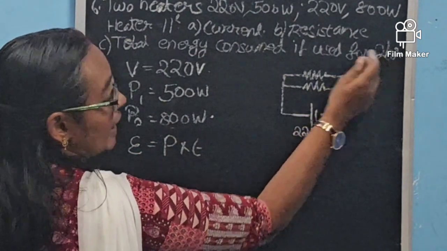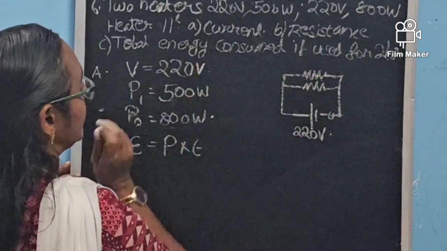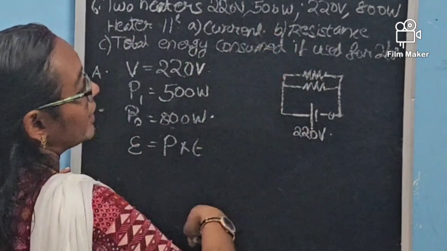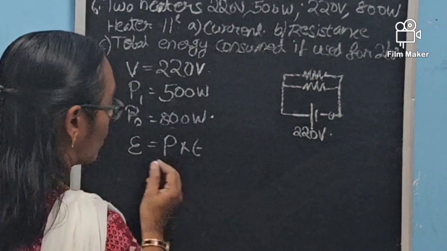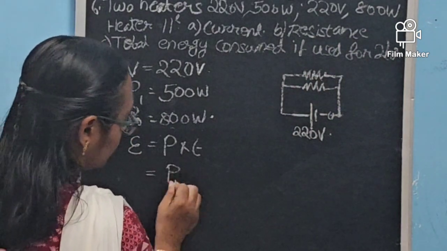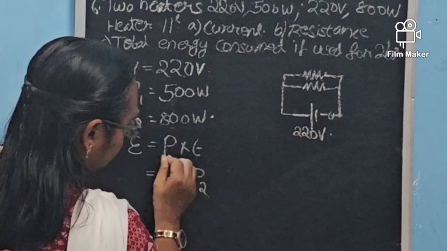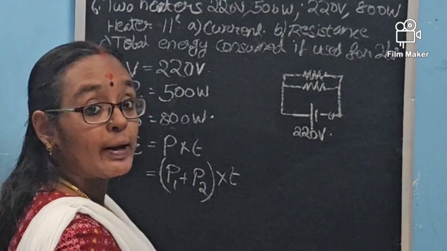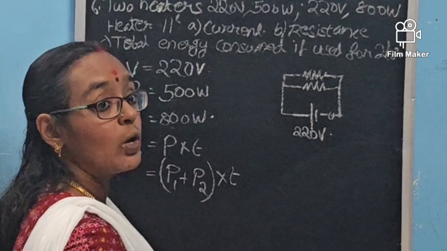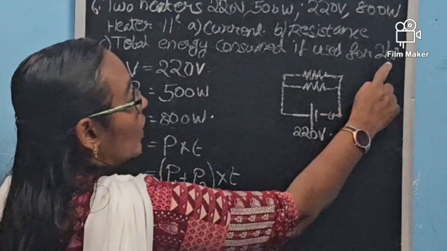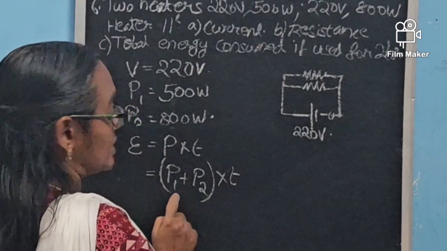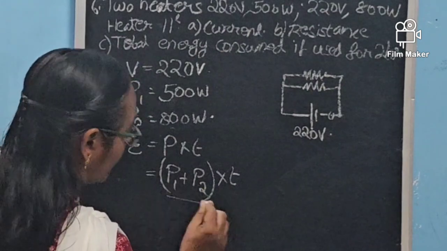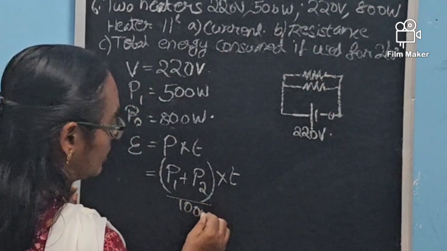Here they have given time as 2 hours. And P is what? 2 P values are there. That is 500 watt as well as 800 watt. So what will be the total P? That is equal to P1 plus P2 into T. We know that the commercial unit will be always written in the form of kilowatt hour, isn't it? Hour is correct, but the power is in watt. How can we convert it into kilowatt?